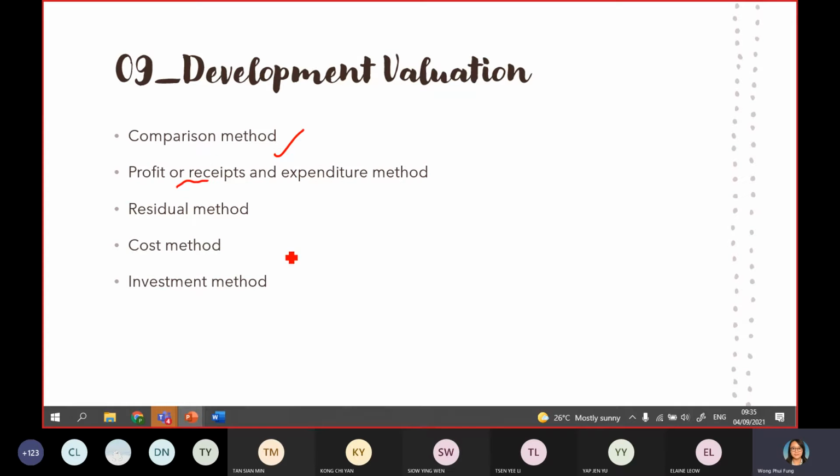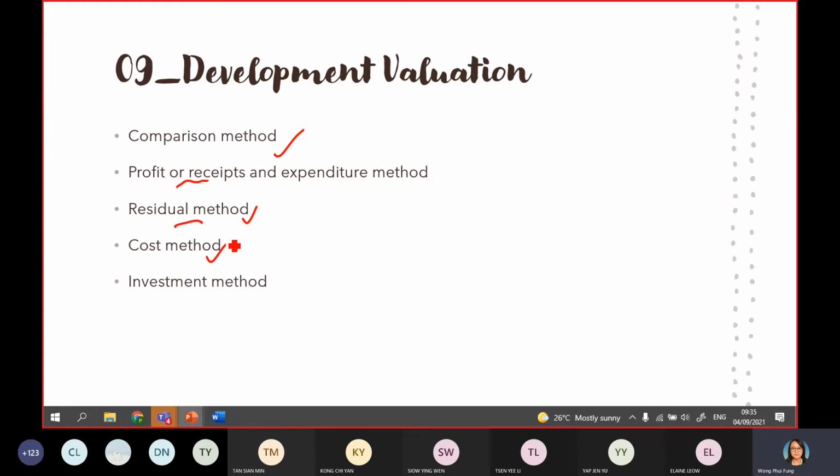And then the profit and receipt or expenditure method, sometimes we say the profit or income method. This method is very important for those properties that have business, like petrol stations, casinos, hotels. When you want to take over their business, you can prepare the profit method. The residual method is what we have learned in development appraisal, so in this chapter I didn't introduce it again. The residual method here means the residual method in the development appraisal.